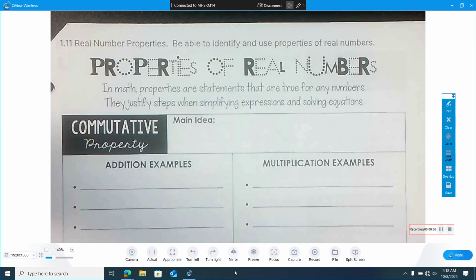And we are talking about the real number properties. These are the properties that you guys have been using all through elementary school, okay? But now we put a name to them. And maybe you know them already.